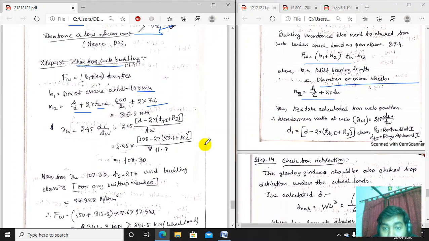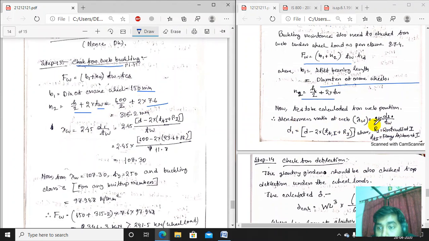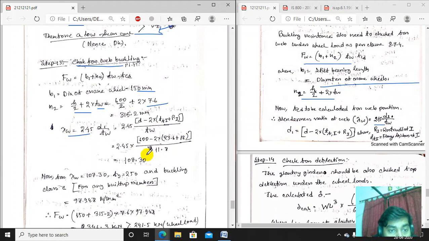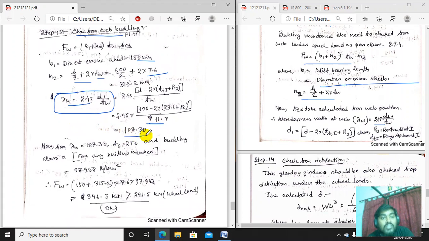Lambda w we have to determine, 2.45 d1 by tw. Similarly, we have to calculate lambda w for the web. Okay, because this is the web slenderness ratio. The web means the web of the I section. So the tw of the I section is taken here. Putting the value of lambda w, now we have got the slenderness ratio.